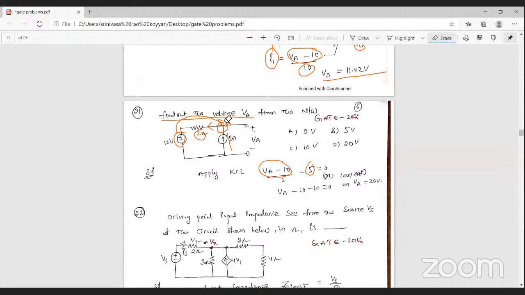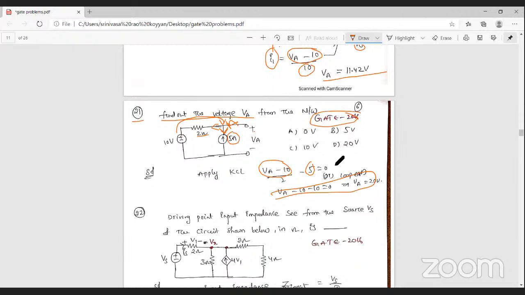Do you understand? So you can apply KCL. Let us assume the currents are leaving at this node. The leaving current is this voltage minus this voltage divided by resistance, that is VA minus 10 by 2. Also, a 5 ampere current is entering here, that's why minus 5 is equal to 0. Then you can find the voltage VA is equal to 20 volts. That is problem number 21.